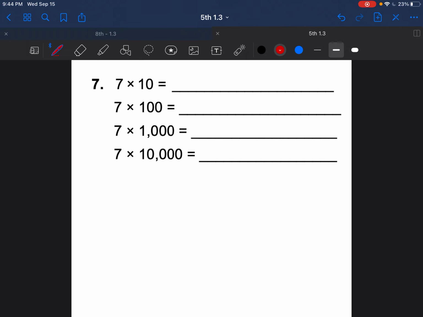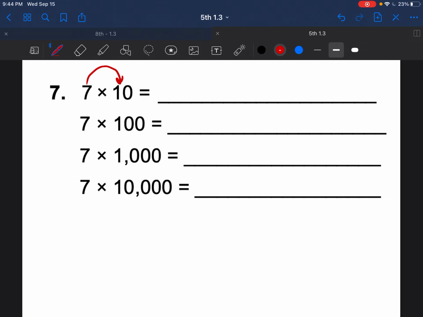Let's find the trick to these questions, okay? So let's see. What is 7 times 10? Oh, by the way, make sure you write these questions down, right? We're going to write these questions down. What is 7 times 10? Well, it's going to be 70, right? Well, how do I know that? Because I know 7 times 1 is 7, and then I add a 0, 70.